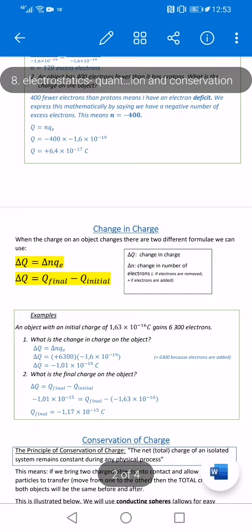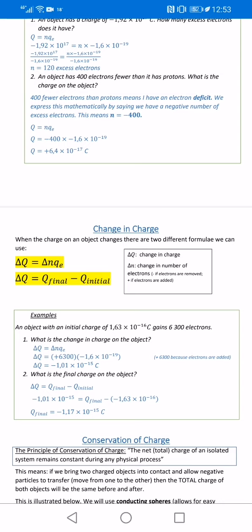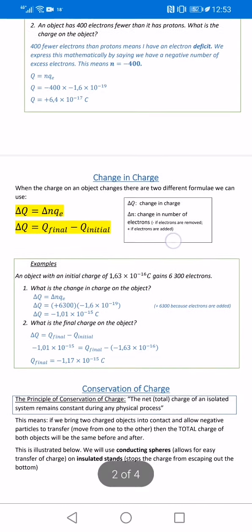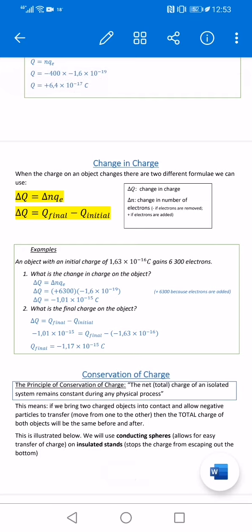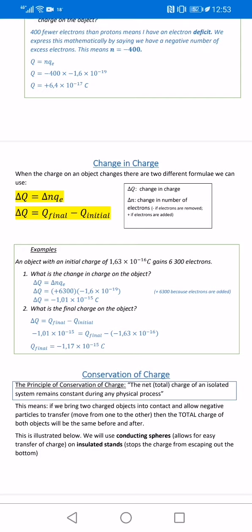Because I know delta N and I know the charge on an electron, that's a constant value. So we're going to use the top formula. We write the formula because it's worth a mark, and we substitute in. Here, when we substitute for delta N, we substitute positive 6,300 because electrons were added to my object. In brackets, it's written positive because electrons were added.